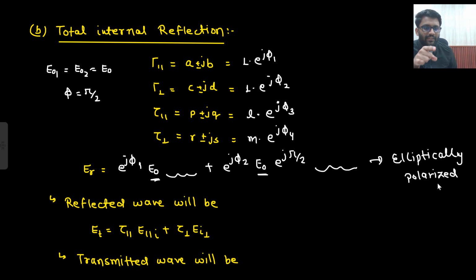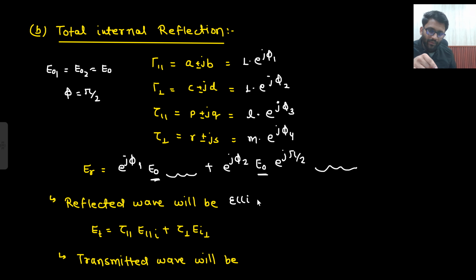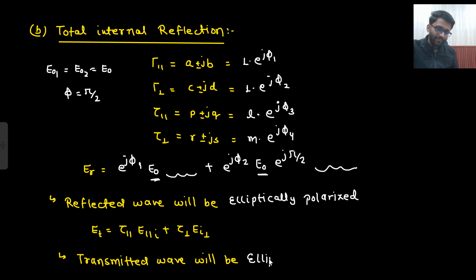So where were we? This is elliptically polarized. So here I should have written, no? Because I have already written the reflected wave will be elliptically polarized. Now, do I need to explain this transmitted wave? No. You know that it will also be elliptically polarized, because the phase difference is changing and here the magnitude is also changing. So certainly it will also be elliptically polarized.